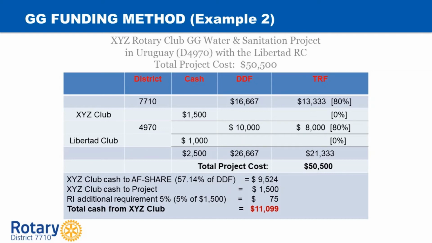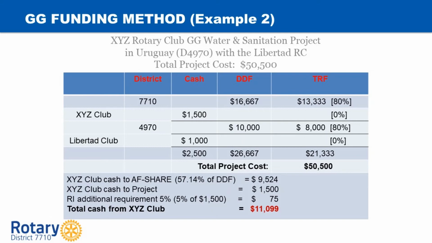So let's get started. First, the XYZ Club has requested $16,667 of DDF from our district for this project. The World Fund will match 80% of those funds. As you can see, the table shows $16,667 under DDF and $13,333 under TRF. The XYZ Club makes a cash contribution of $1,500 that goes directly to the grant. TRF does not match cash contributions.